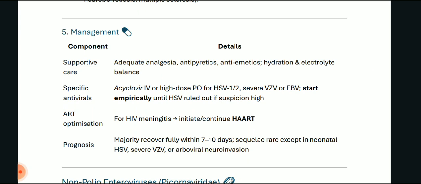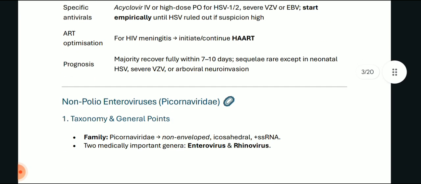What about the management? Supportive care is by adequate analgesia, antipyretics, antiemetics, hydration, and electrolyte balance. Specific antivirals involve acyclovir IV or high-dose PO for HSV 1 or 2, severe VZV or EBV. We have to start this therapy empirically until HSV is ruled out if suspicion is high. Now, ART optimization has to be done for HIV meningitis. We have to initiate or continue HAART therapy. And prognosis: the majority recover fully within 7 to 10 days. Sequelae are rare except in neonatal HSV, severe VZV, or arboviral neuroinvasion.